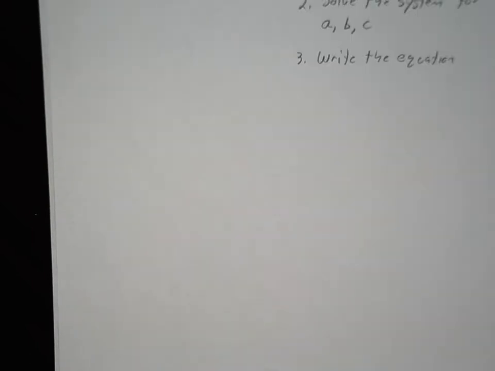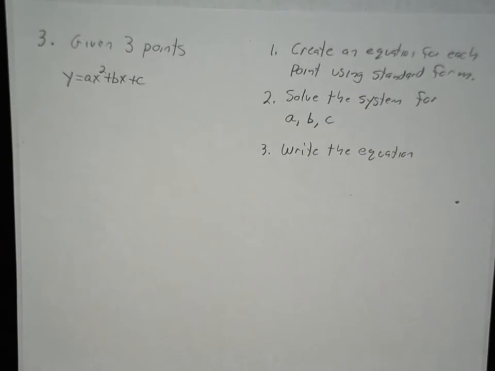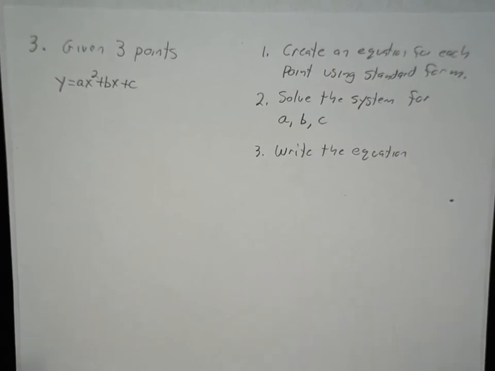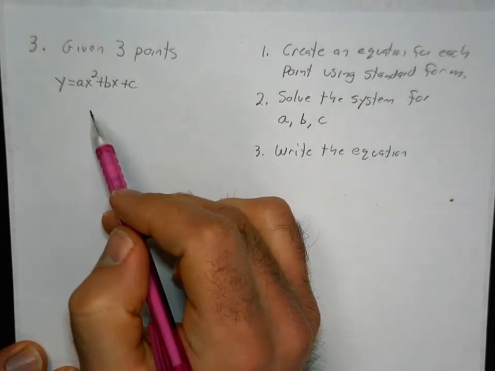The third possibility is, what if I'm given 3 random points on the parabola? Okay, this is where it gets a little bit more involved. We are going to use standard form in this case.